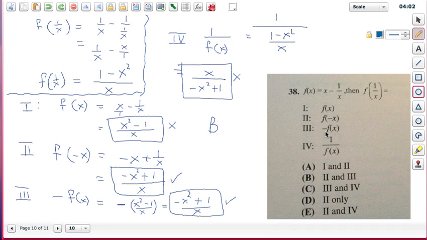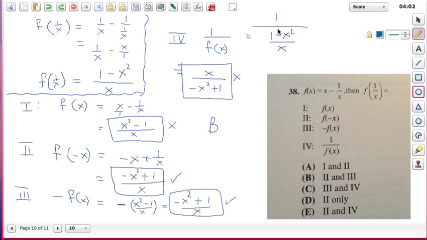How about the third choice? Negative f of x, and f of x is x squared minus 1 over x, and distributing the negative, you get negative x squared plus 1 over x, which is identical to the first one here, f of 1 over x. So the third one works as well. Let's test the fourth one.